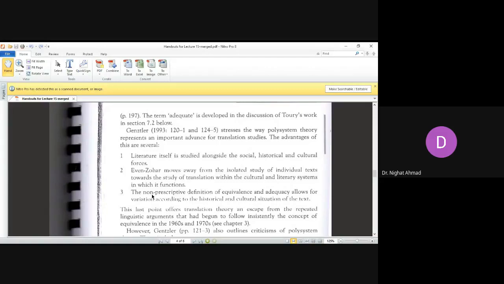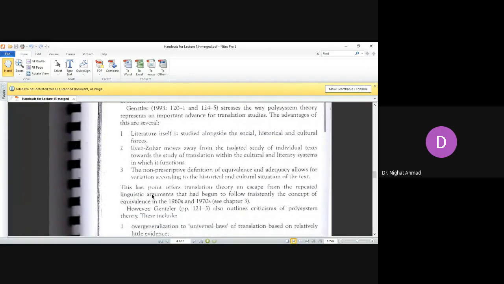Even-Zohar moves away from the isolated study of the individual text towards the study of translation within the cultural and literary systems in which it functions. Even-Zohar would also move on to study the individual text by seeing how the culture and literary system make it function.